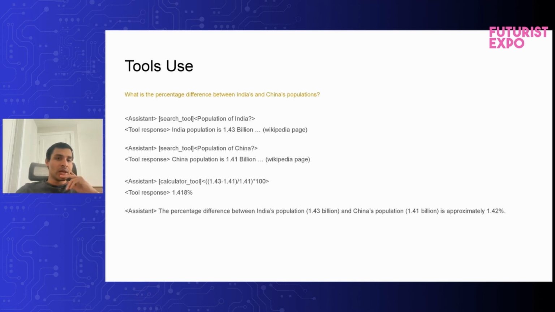So it says, okay, I want to search for something like the population of India. There's a tool that takes this query and then gives a response. So the response is, okay, India's population is whatever, from Wikipedia. And then it searches for China's population. Okay, here is China's population. Now the model wants to do some math, so it can trigger a calculator tool. There's a calculation, and this is the response. And then the model has everything to respond, and now it says, okay, the percentage difference is so and so.